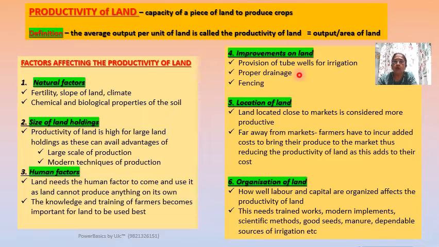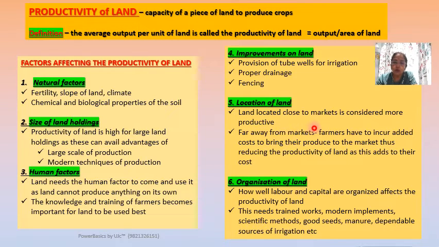Improvements on land. If you give tube wells for irrigation, proper drainage, proper fencing so that the cattle don't come and spoil your crops, land is more productive. Location of land. Very important point. They will ask you in the exam. They could ask you, why is location of land important for productivity of land?